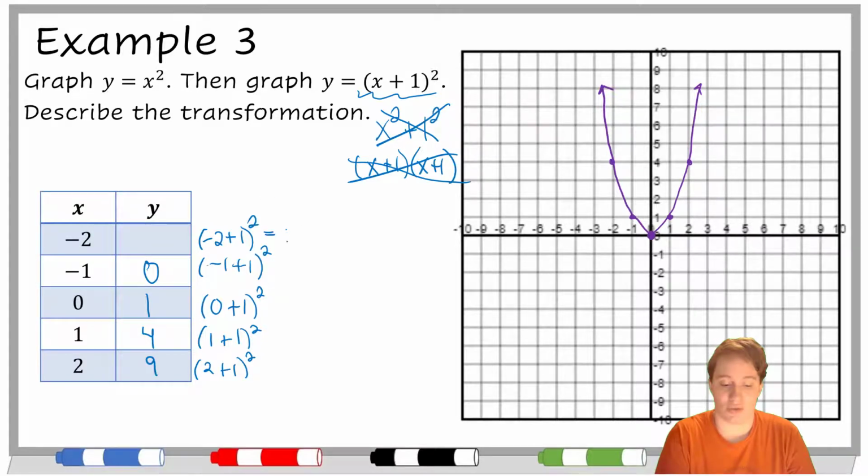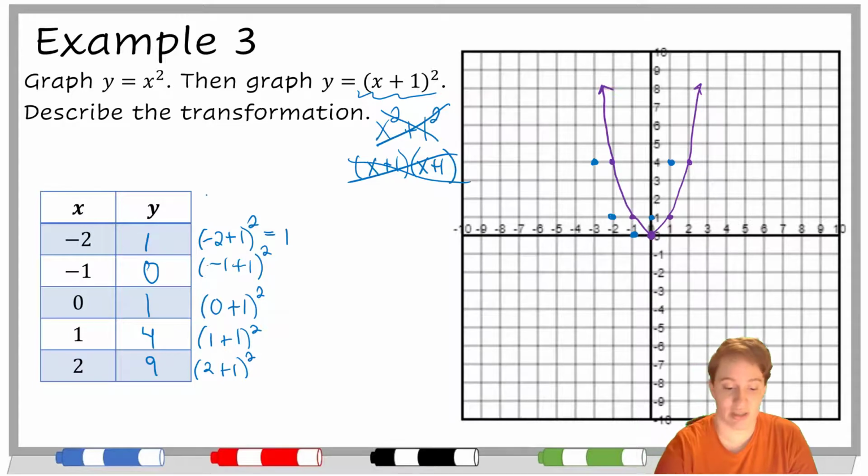This is negative 1 squared, which is 1. Or maybe we can just use symmetry to help us. So we have 0, 1. We have negative 1, 0. We have 1, 4. I can graph 2, 9, or I can just leave it off because we didn't graph the 9 for our parent graph. Negative 2, 1. And so then based on symmetry around our vertex, which is at negative 1, 0, our next point over should be at negative 3, 4.